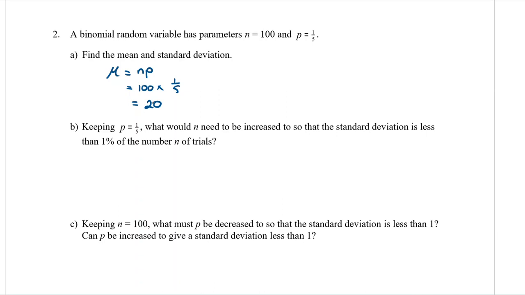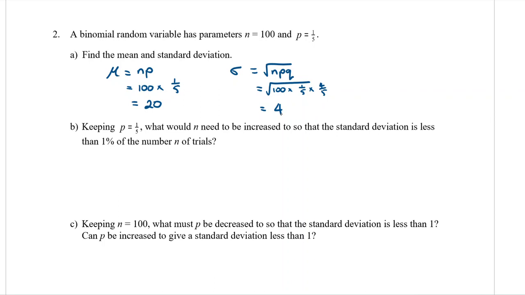Okay, to find the standard deviation, I don't need the variance this time, so I'm going to go straight to the standard deviation formula, which is the square root of npq. So sub in 100 times 1/5 times 4/5, and you square root that to get 4, correct.